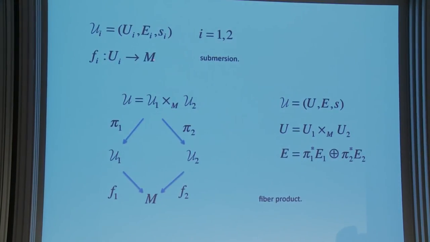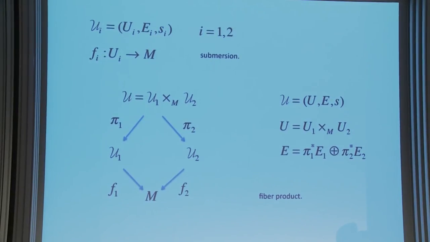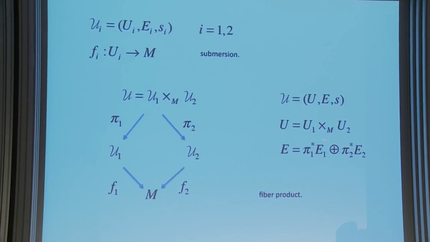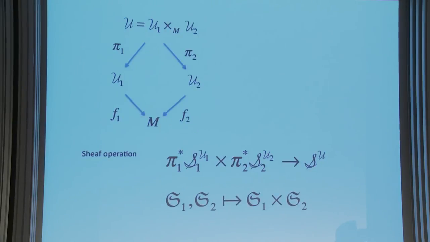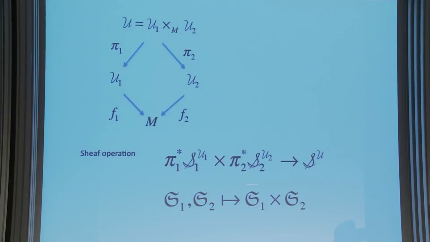And you have a map f_i to M, so you have this map. Then for these systems, you can take fiber product. As I say that this f1 and f2 are submersions, you can just take this fiber product. Space U is just the fiber product, and you can pull back these sections, obstruction bundles by this map. So you get UES, so you have this U. Also your sheaf has a kind of compatibility with this fiber product operations.